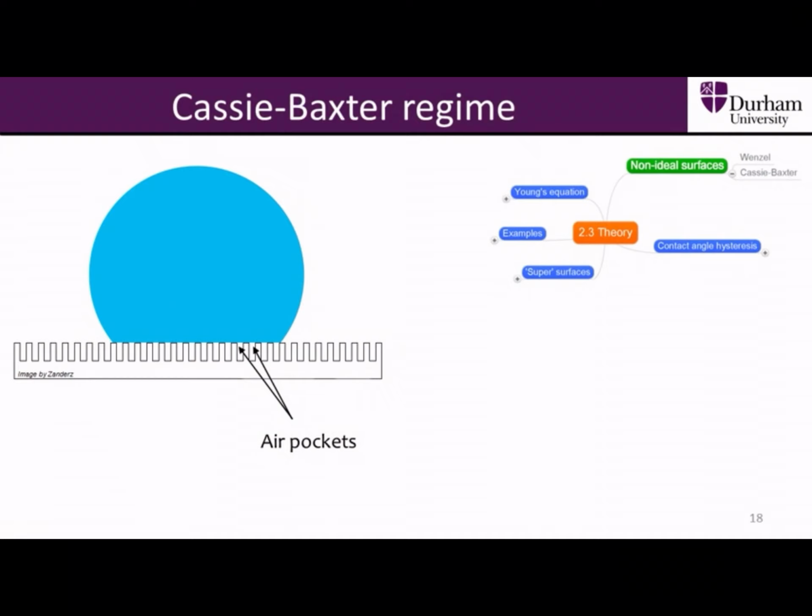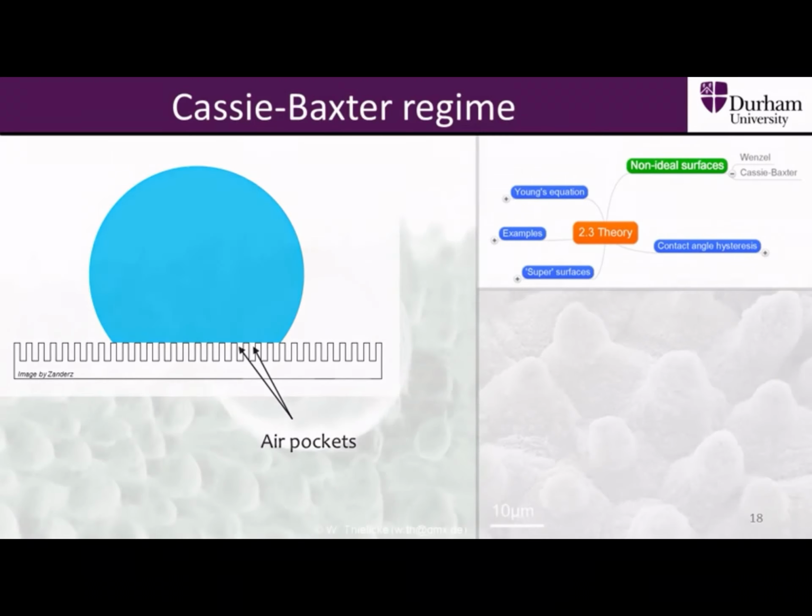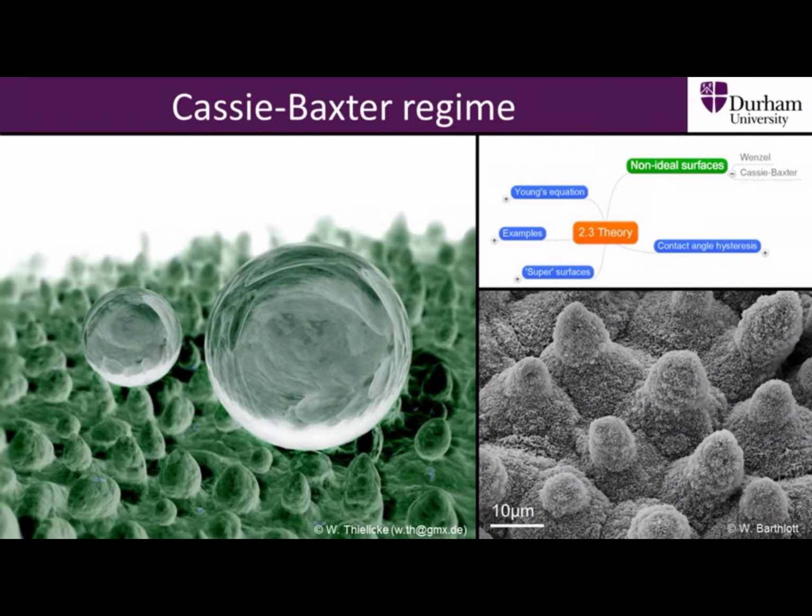In the Cassie-Baxter regime, not all of the liquid droplet is in contact with the rough surface. Cassie-Baxter surfaces usually have increased roughness compared to Wenzel surfaces. There are pockets of air between the lower parts of the solid surface and the droplet. The droplet is effectively sat upon a composite surface made up of the highest parts of the solid surface and air pockets. Here we see the surface of a lotus leaf, which is comprised of tall pillars. We can easily see how a droplet could sit on these raised parts, analogous to lying on a bed of nails.